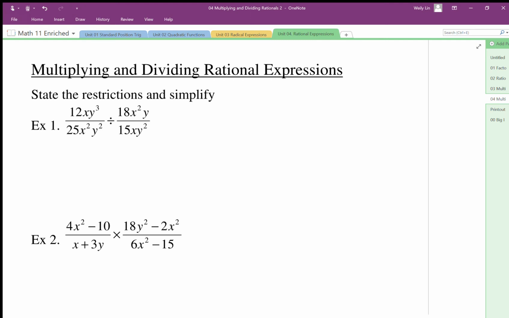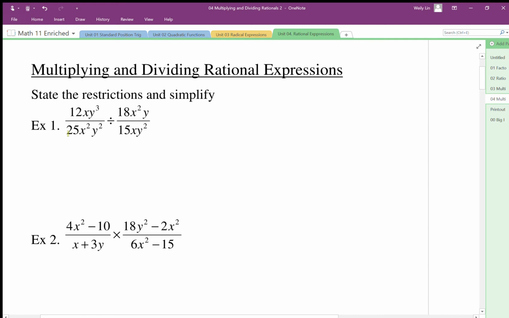When we are multiplying and dividing rational expressions, we need to make sure that we don't ever divide by an expression that could be equal to 0. So we need to look at our expressions and see wherever we have a divide, we need to make sure that the factors cannot equal 0.